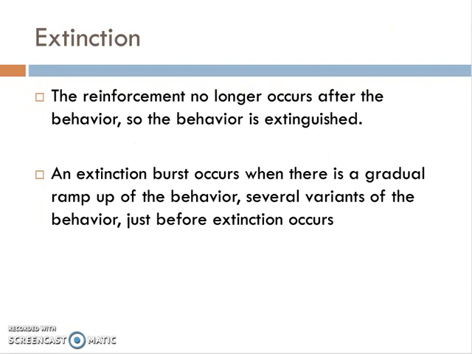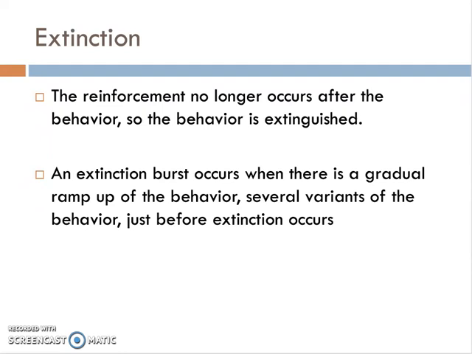Okay, extinction. Extinction happens when reinforcement no longer occurs after the behavior, and so the behavior goes away. So for example, if you set up a reinforcement system in your classroom but then you never use it, it's not actually going to cause the behaviors to continue. The behaviors will eventually go extinct.